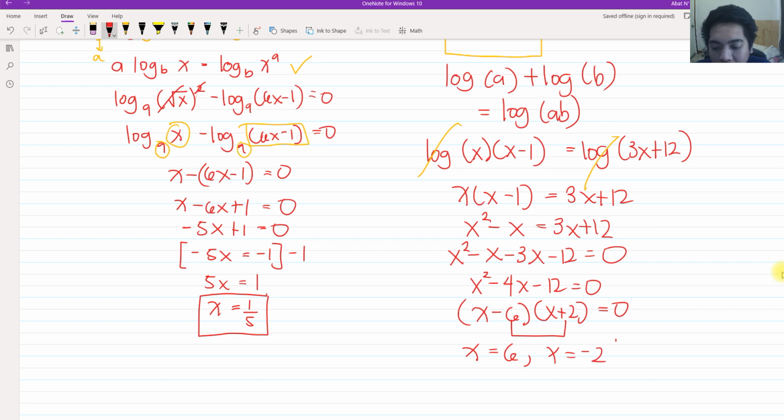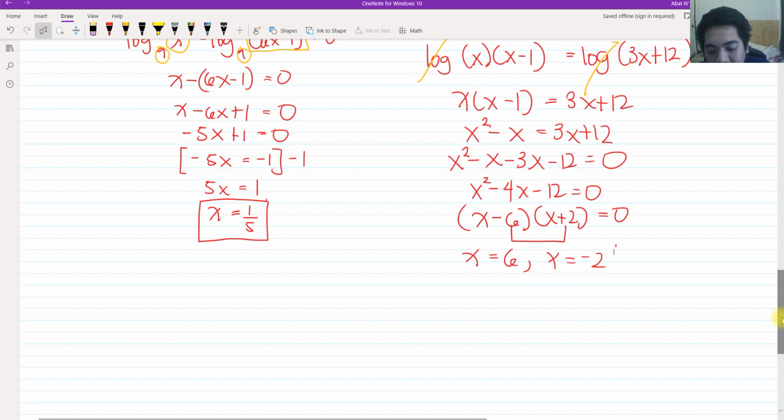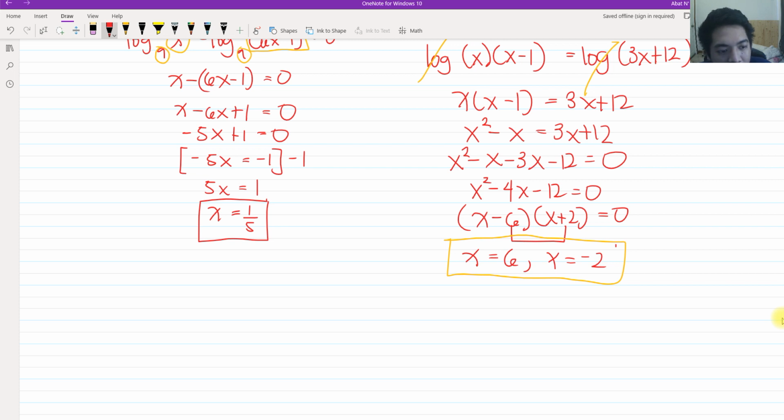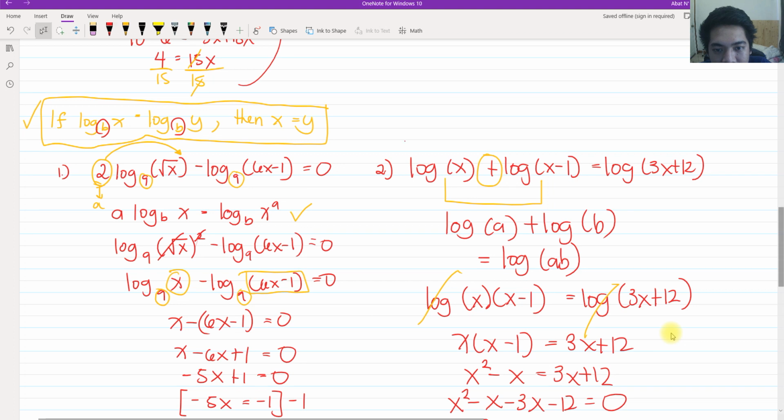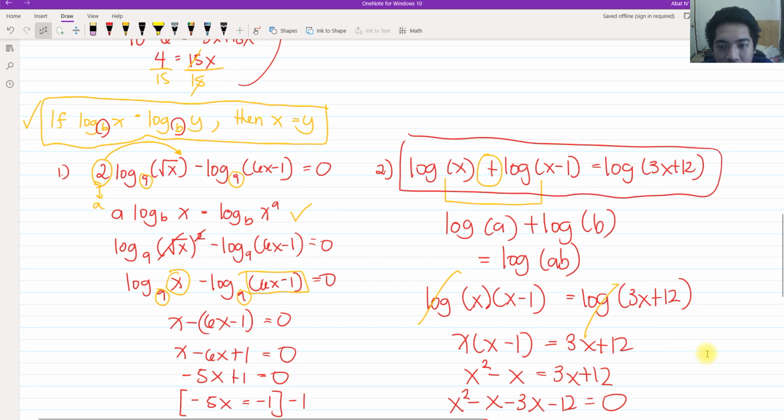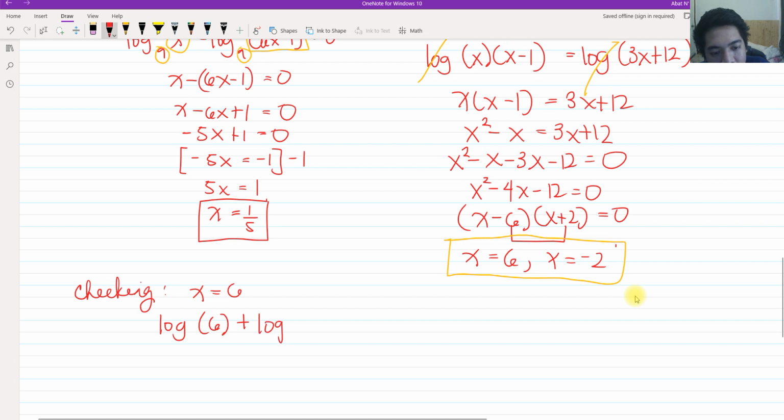Okay? But we need to test if these two values would actually be okay with the domain of the logarithmic function. We have to test because, if you may recall, we cannot have any negative inside the logarithmic. So if we are to check, we have x equals 6. Substituting to the original given equation, we have log of 6 plus log of 6 minus 1 equals log of 3x plus 12. So we have 3 times x plus 12.